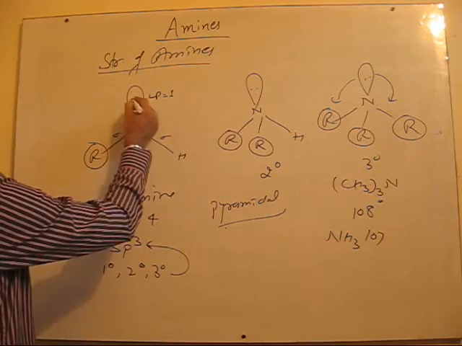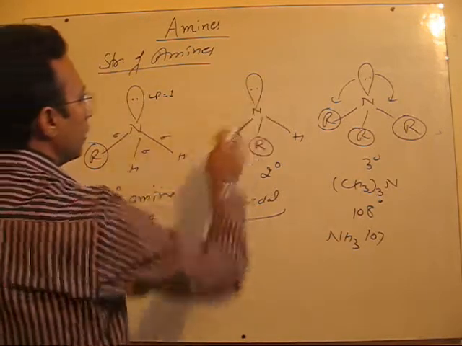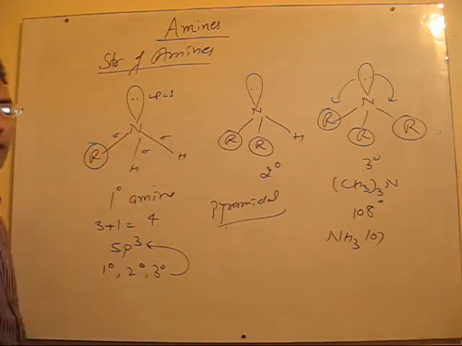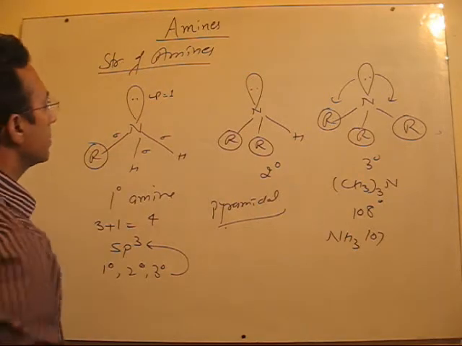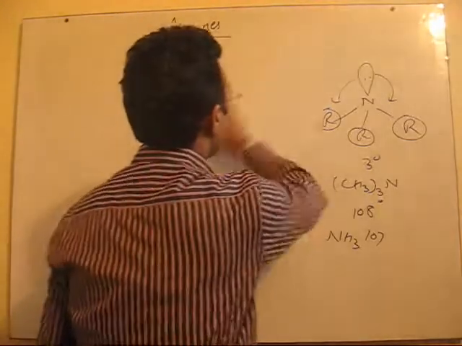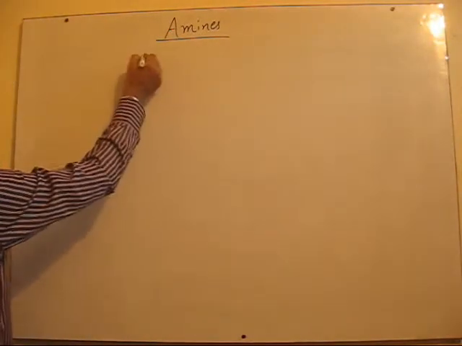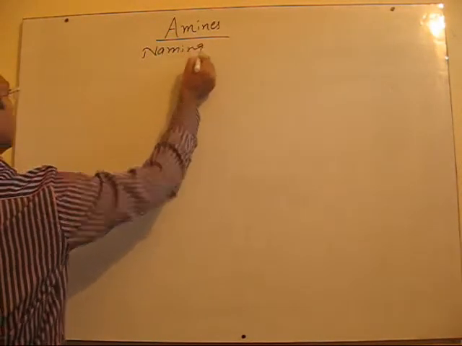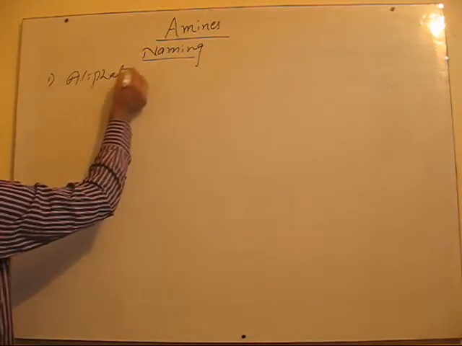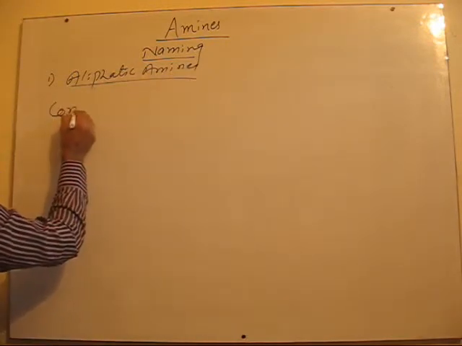One more point here, that nitrogen is containing a lone pair, so there is availability of electron density at the nitrogen, so it can act as a very good base. We will later on discuss its basic nature. Now next we will shift towards naming of amines. First of all, I will take up aliphatic amines and their common names.